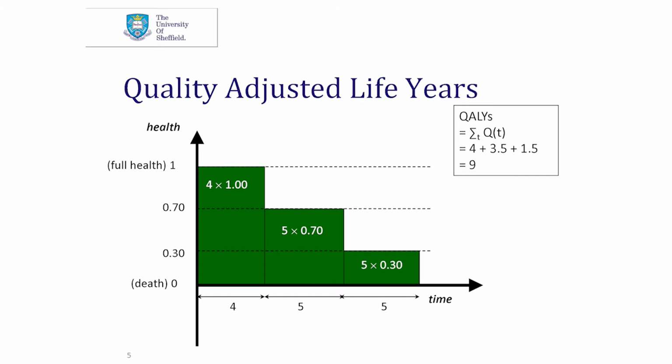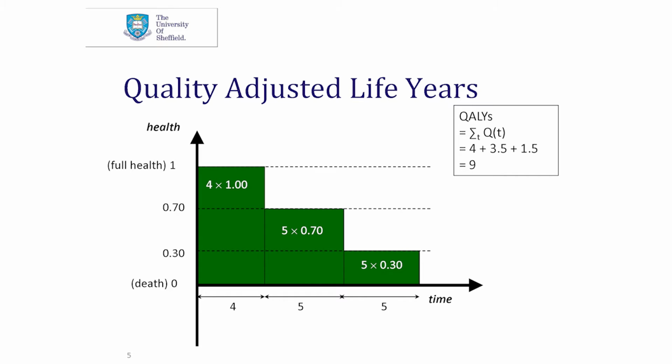And this simple diagram is just a way of illustrating it. So on the horizontal axis, we have time measured in years. And on the vertical axis, we have quality of life or health, where full health is given a score of 1, death or states as bad as being dead are given a value of 0, and it is possible to have negative valued states as well.